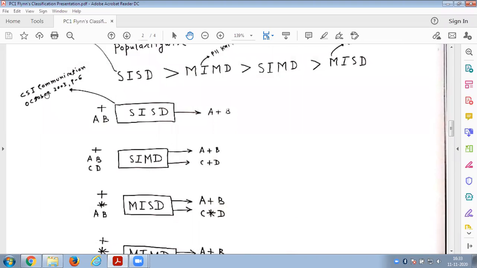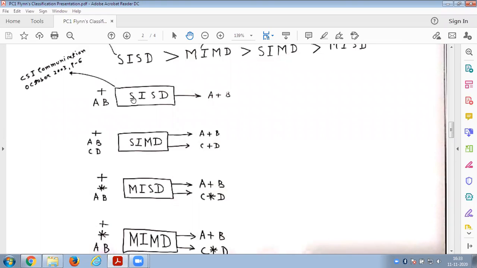I have taken this diagram, in which SISD means single instruction stream, single data stream. For example, plus and A, B: these are two things added, A plus B. Single instruction, single data. Instruction is plus, data is A and B.